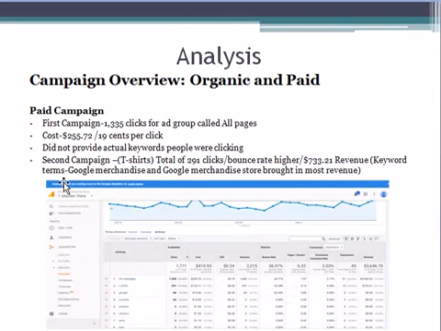The second campaign, which was a t-shirt campaign, had a total of 291 clicks. The bounce rate was a little higher, but it did bring in a little revenue of $733.21. The biggest key terms, which was interesting to see that people were searching, were Google Merchandise and Google Merchandise Store. Those two terms brought in the most traffic. I found that very interesting.